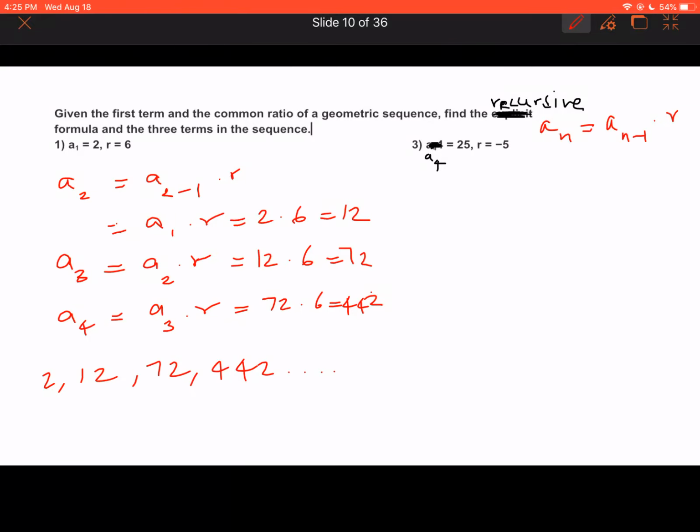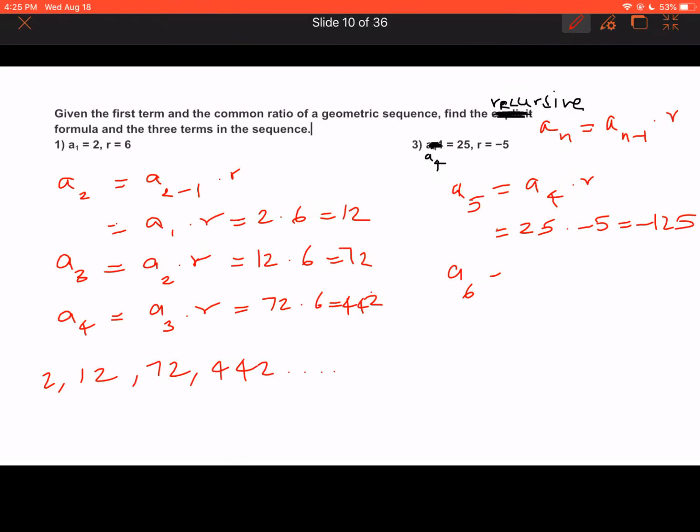In the geometric sequence, this is a very easy method. Whenever the previous term is given and we are asked to find the next 3 terms after the given term, it's very easy to use the recursive formula. Here the value of a4 is given and r is given, so we will be able to find the value of a5 by multiplying the value of the previous term with r. That is going to be 25 times minus 5. It is going to be minus 125.